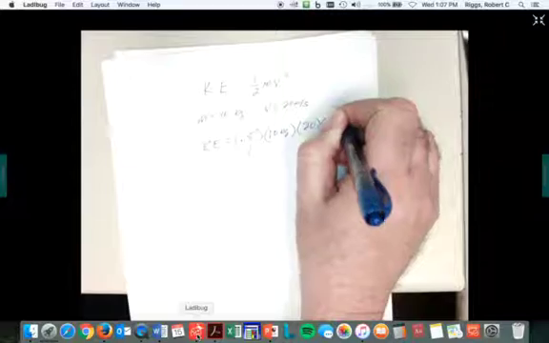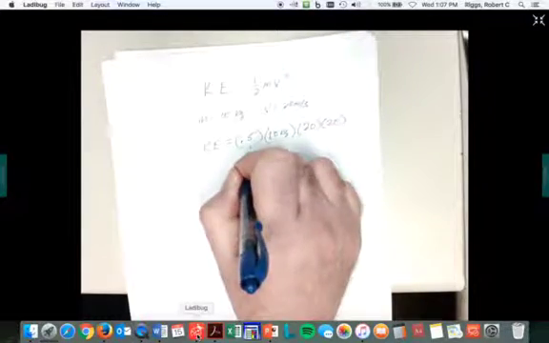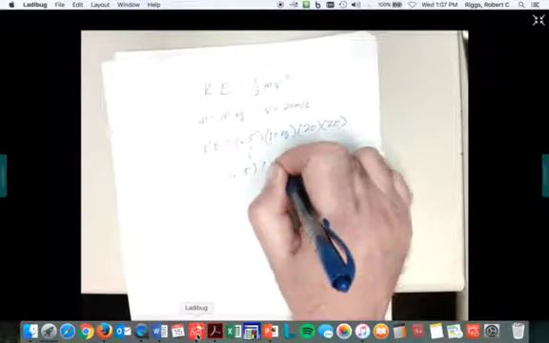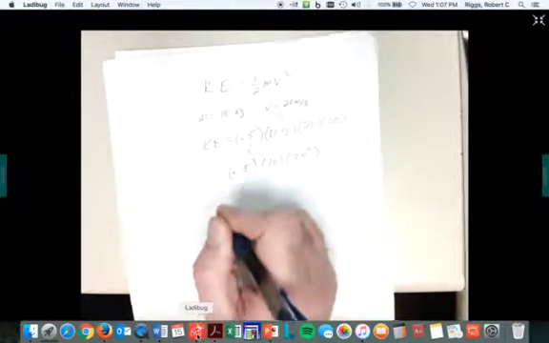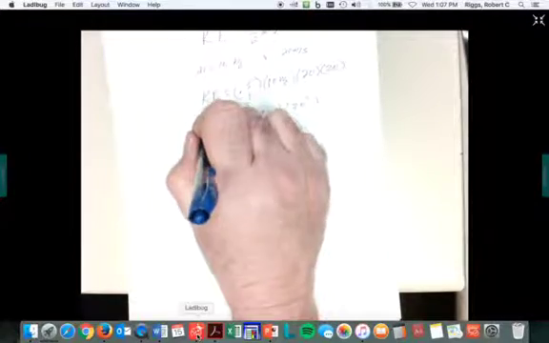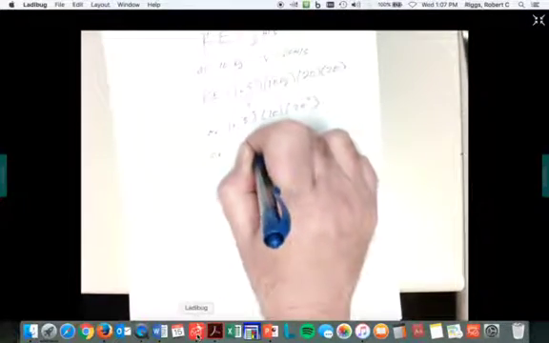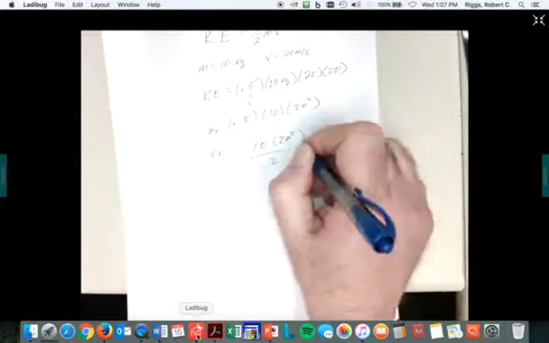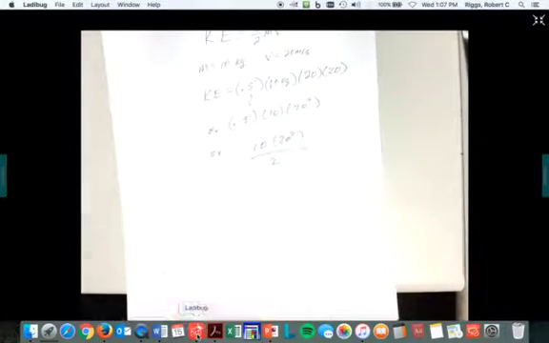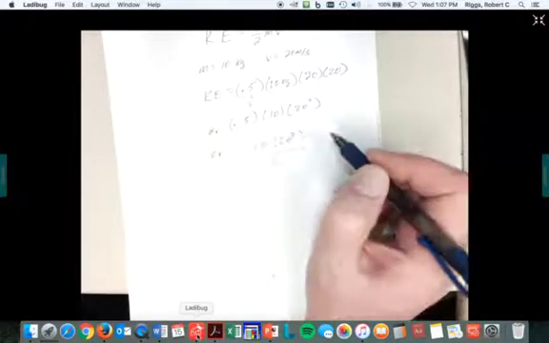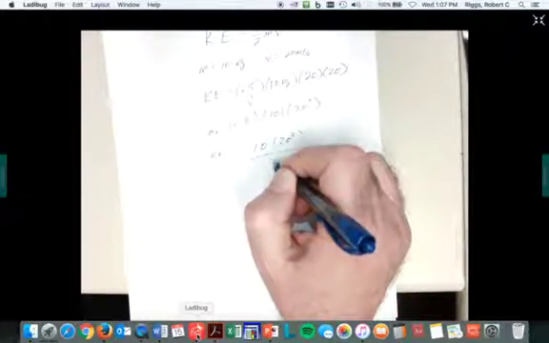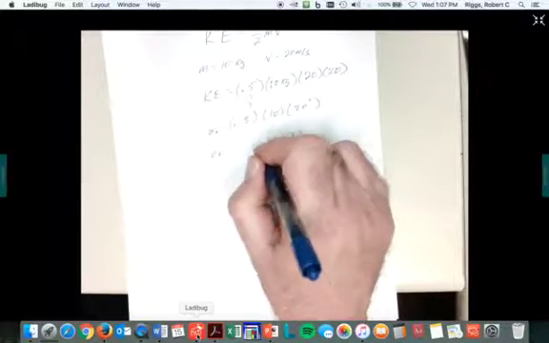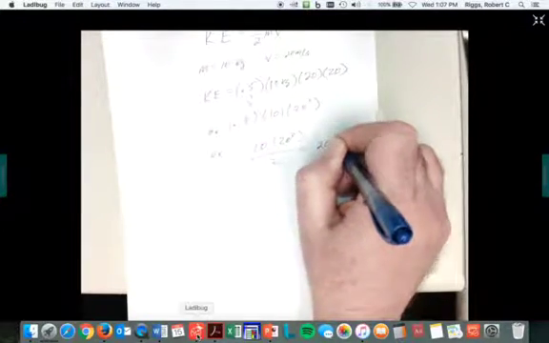Now that's the old school way of doing it. If some of you have calculators, you can just go 0.5 times 10 times 20 squared. Or some of you might even want to go 10 times 20 squared divided by 2. This is kind of the way my brain works, because it's the same thing as multiplying by 1/2. So I got 10 divided by 2 is 5 times 20 squared, which is 400. 5 times 400 comes out to be 2,000 joules.